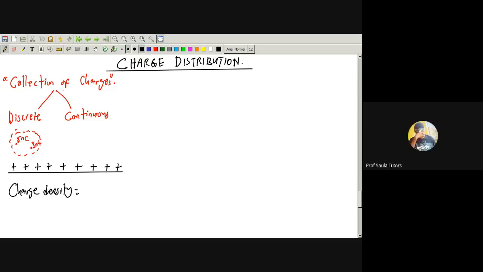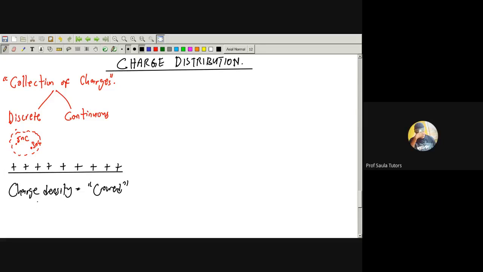If I'm talking about charge density, don't forget it means crowded. So if I'm saying charge density, I'm looking at how crowded the charges are on this line. Are we together? Okay, good. This is a straight line.